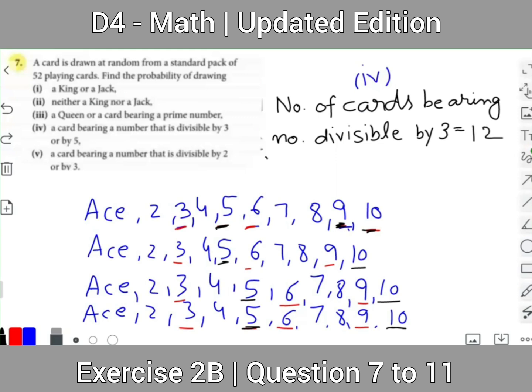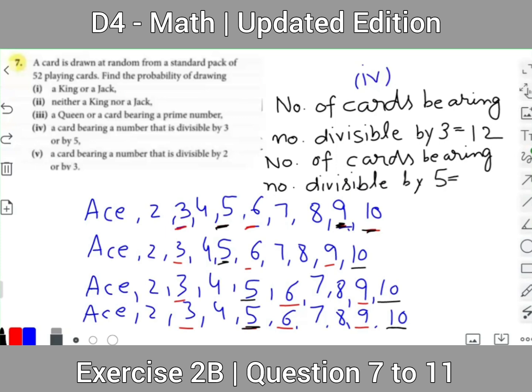Now we also have to find out the number of cards bearing a number divisible by 5. Now we will count the numbers that are marked in black, and those are 1, 2, 3, 4, 5, 6, 7, and 8. That will be equal to 8.